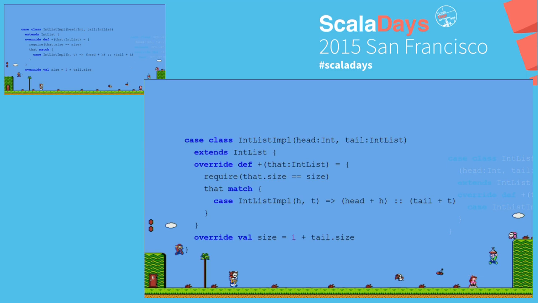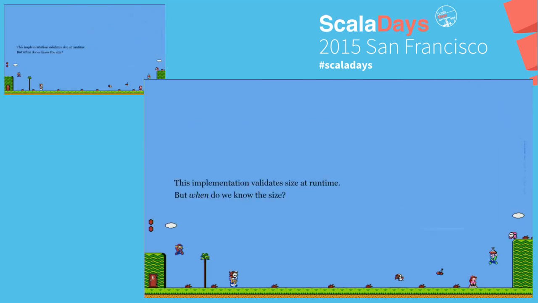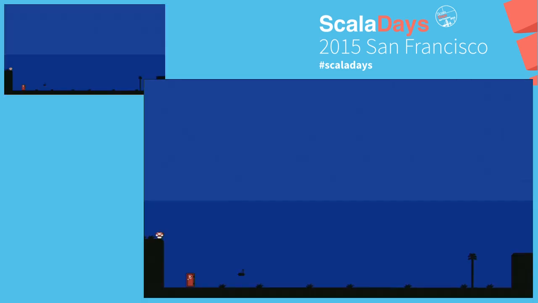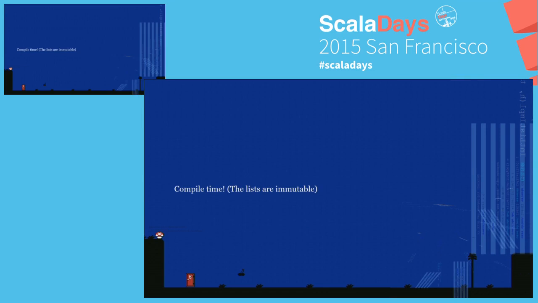Any questions about how that works? So the thing is, we're validating the size at runtime. But when do we know this size? No one knows? Compile time. Come on, guys, don't be shy. We certainly know at compile time because lists are immutable. And so far we're dealing with literals, right? We're not reading I/O or anything like that. We're not going to talk about any real programming.